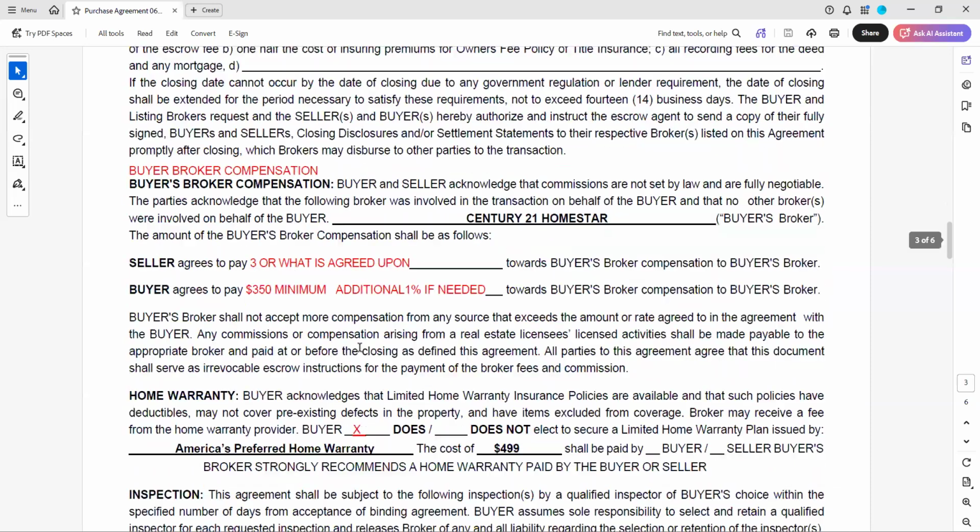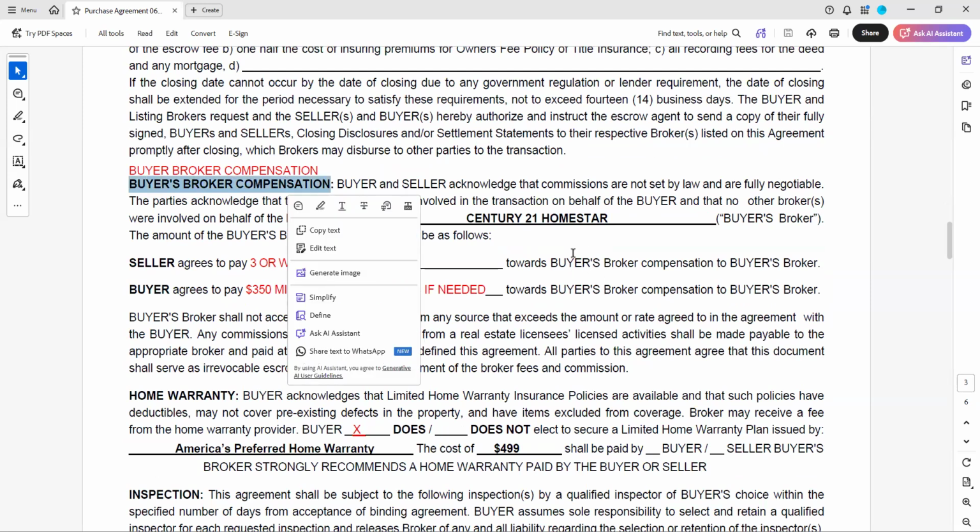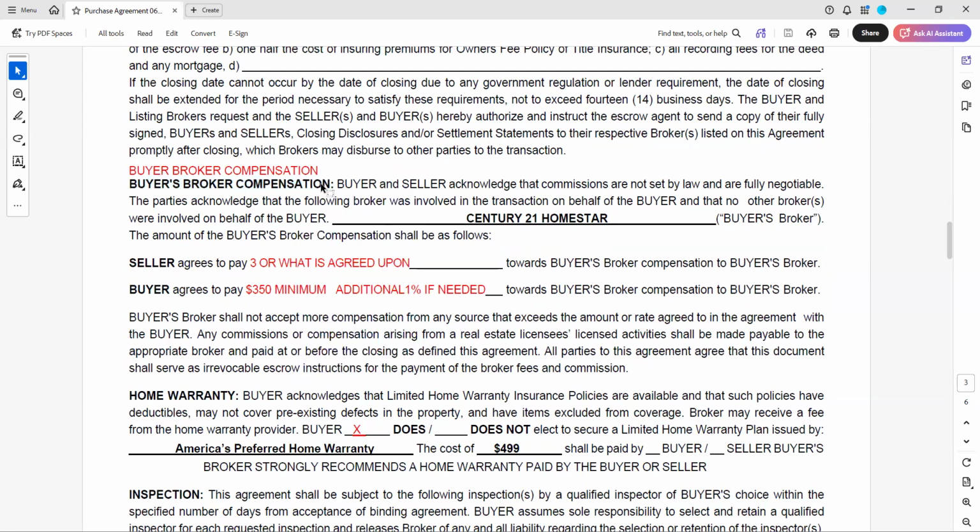The buyer's broker compensation has been added to this purchase agreement. So it's listed right here and right underneath the title section there because they need to read that. So this says the buyer and the seller acknowledge that commissions are not set by law, are fully negotiable, and the parties involved are going to be paying on behalf of the buyer to the buyer's broker, which is listed on this purchase agreement as Century 21 Homestar. If you're just doing Homestar Network, it'll just say Homestar Network on that one.